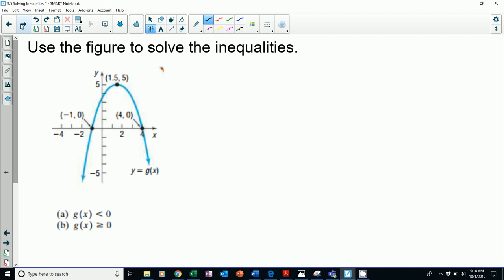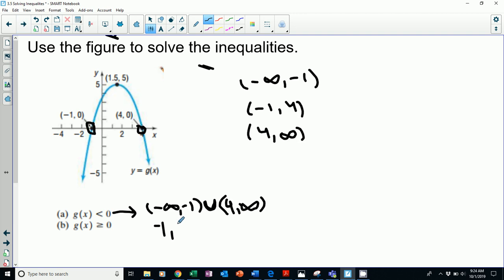So from negative 1 to 4, is the graph greater than or equal to 0 or above the x-axis? Yes, it is. So we have negative 1 to 4 as our interval, but we need to determine, are we going to put brackets or parentheses on our interval? Because it's a greater than or equal to, we want the ending points or the x-intercepts to be included. So because they're included, we put brackets. So for part B, where the graph is greater than or equal to 0 is on the interval negative 1 included to 4 included.